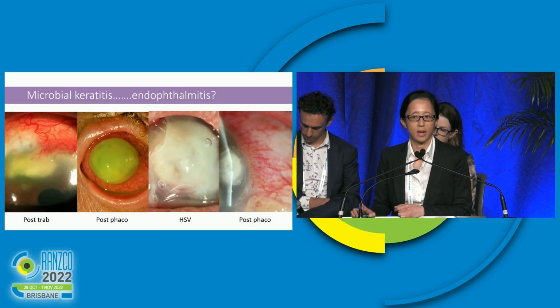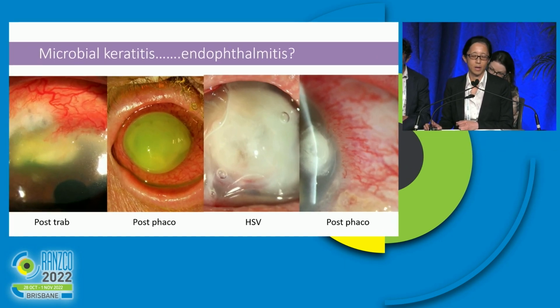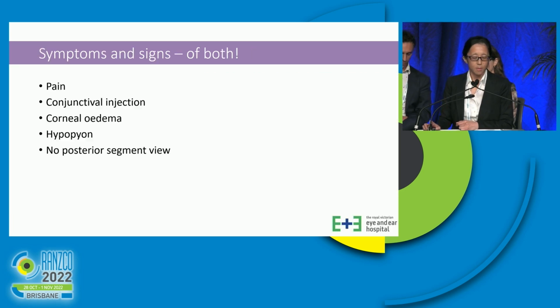And earlier this year at our virtual RANZCO meeting, I spoke about managing bacterial keratitis and doing corneal scrape and starting intensive antibiotics. But which of these cases do we have to worry about endophthalmitis? Can we actually tell by the history, by the risk factors, by the clinical picture of which ones we need to consider more seriously? Because if we look at the symptoms and signs, it doesn't really help us because they're almost identical between the keratitis and endophthalmitis.